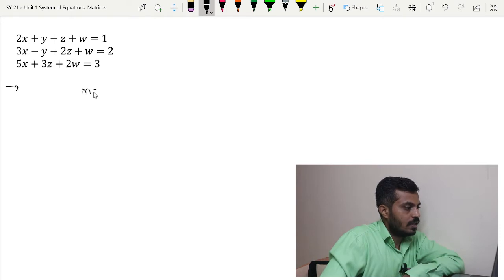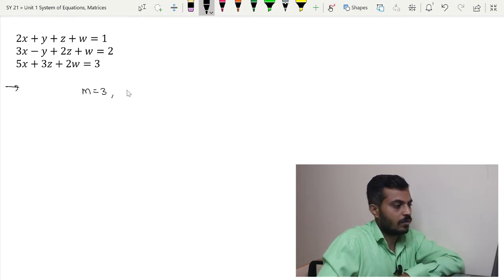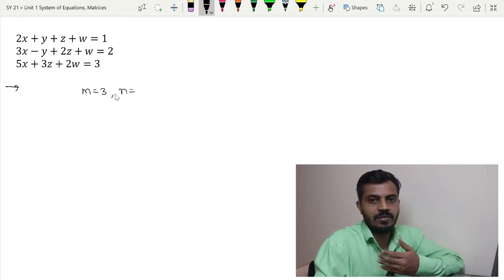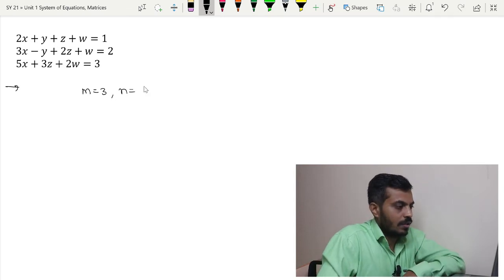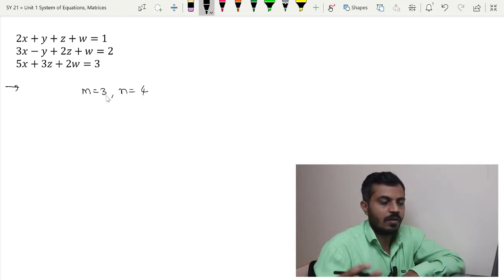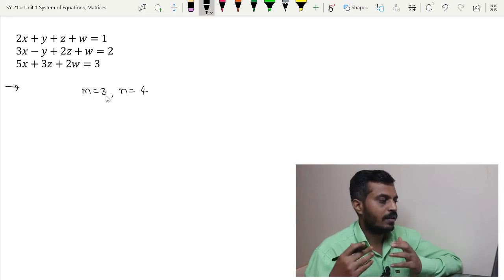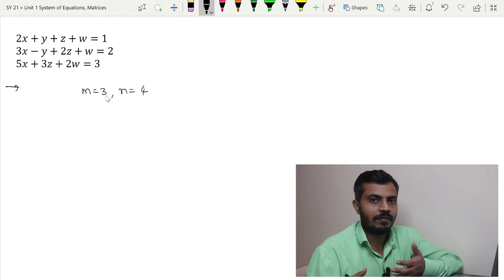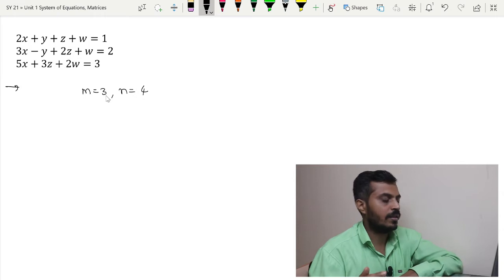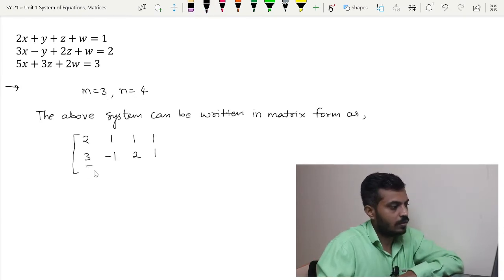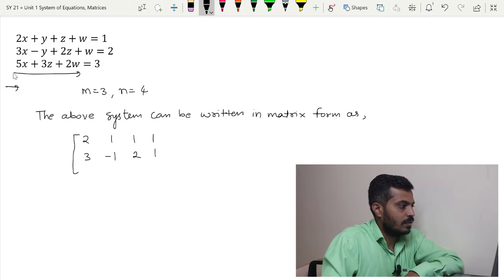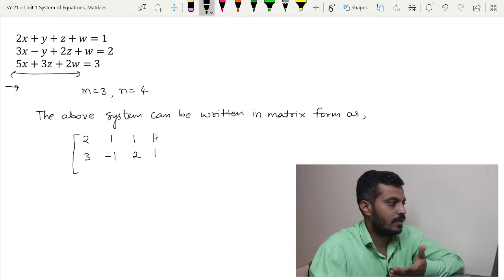Here you can see that the value of m is 3, that is number of equations. And can you spot the number of unknowns? There are 4, right? X, Y, Z and W. So now I will write down this system in matrix form and I will consider the augmented matrix. Now this third row, writing this third row is important because you can see that there are only 3 variables, that is X, Z and W.